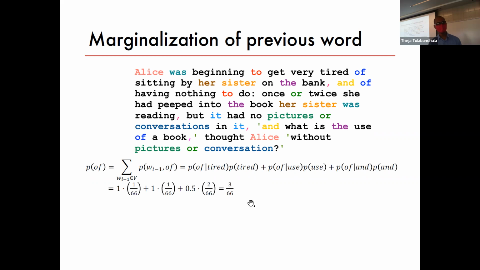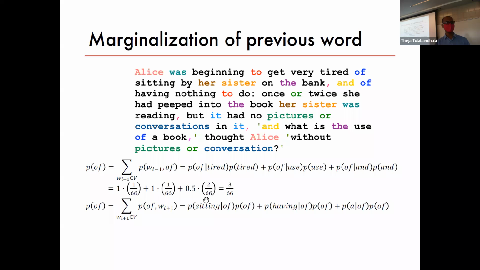If you plug in the numbers that we saw earlier, probability of off given tired, we know what it was. We computed these conditional probabilities and these marginal probabilities using our maximum likelihood estimation, which is just count divided by count. So you get 3/66. If you do the same with the joint, like probability of off preceding another word, which is probability of sitting given off, in this text there are only 3 words which succeed off: of sitting, of having, and of a. If you average out, you also get the same number.